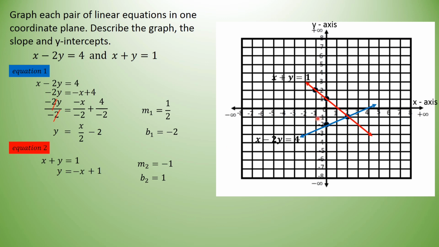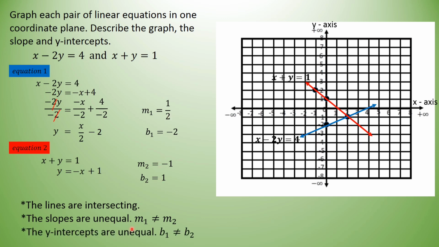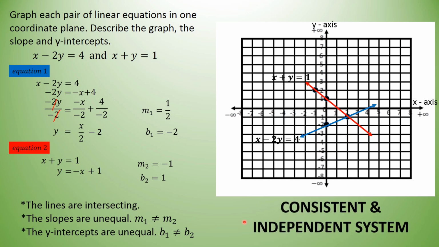So i-describe natin ang ating line. The lines are intersecting. As you can see, nag-meet ang ating line dito sa point na ito. At ang intersection o point of intersection nila ay tinatawag nating solution. Next, the slopes are unequal, so magkaiba ang kanilang slope. And y-intercepts are unequal, so magkaiba rin ang kanilang y-intercept. In this case, it is called as consistent and independent system.